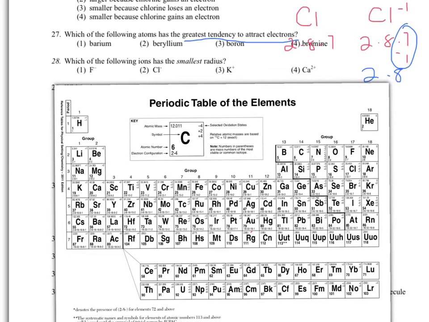Next we're asked which of these would have the smallest radius. Fluorine has an electron configuration of 2,7, but fluorine ion gains 1 electron, giving it an electron configuration of 2,8. Chlorine has an electron configuration of 2,8,7, but its ion gains 1 electron, becomes 2,8,8. Potassium has an electron configuration of 2,8,8,1, but its ion loses an electron, and when it loses it, its electron configuration becomes 2,8,8. And calcium has an electron configuration of 2,8,8,2, but when it forms an ion, it loses 2 electrons, and it has the electron configuration of 2,8,8. So here, the smallest electron configuration is that of fluorine.